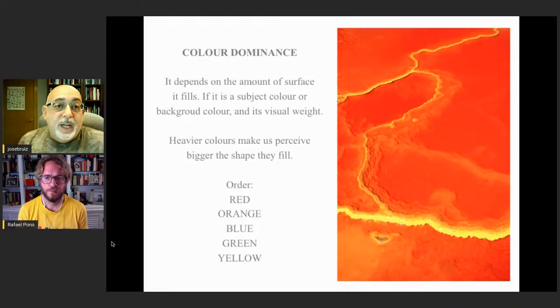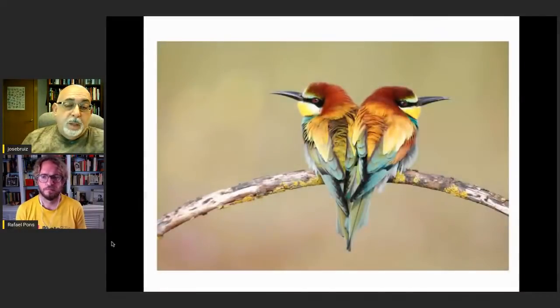So there's dominance of color, there's order of visual weight, the color. Red is very, very heavy color, very strong color. Next is orange, blue, green, and the lightest is the yellow, the color of the light that represents the sunlight. Yellow is the less heavy, the lighter.